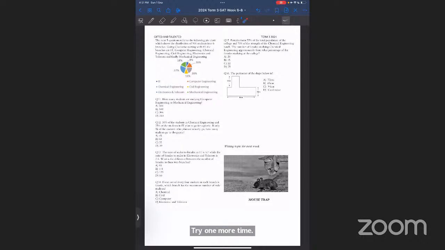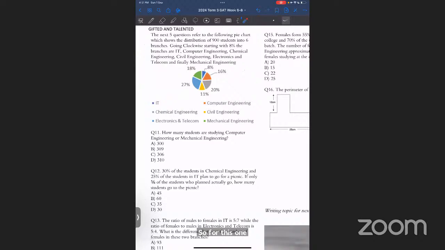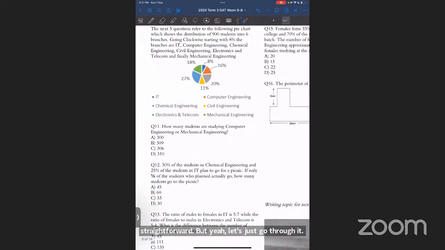Next set of questions, let's take a look. For this one, it's fairly straightforward, but let's just go through it. How many students are studying computer engineering or mechanical engineering? Remember, when you're saying "or", you basically just have to add them both, right?